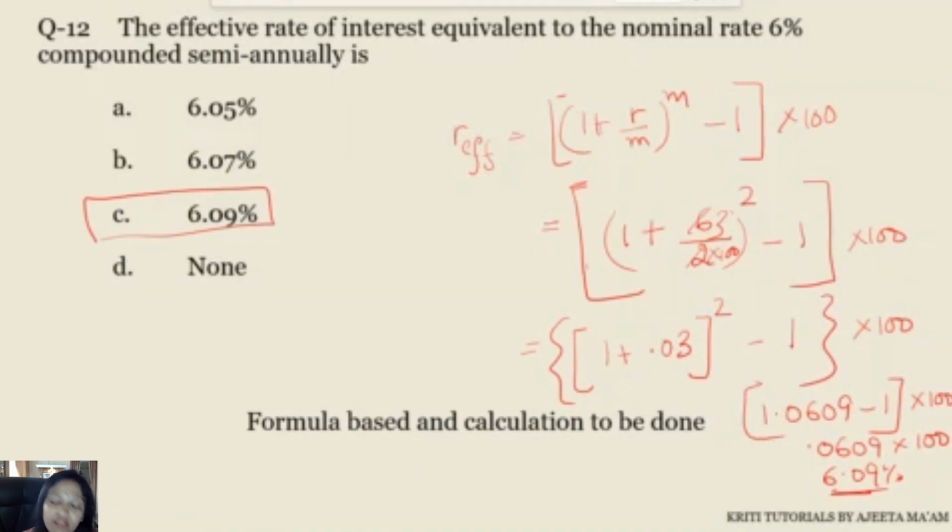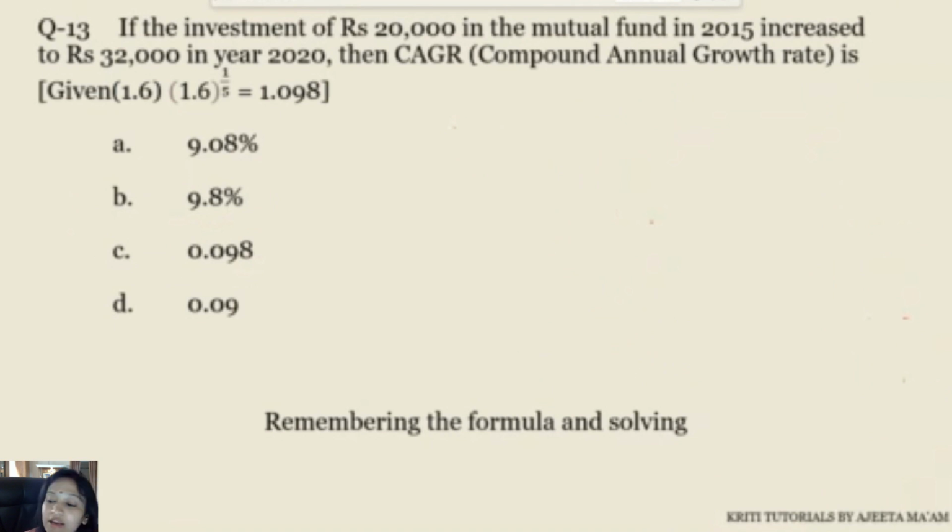So effective rate and nominal rate of interest is a question based on a simple formula, and you have to do the calculation. It will take time, so you have to be very clear with the calculations. Now let's move to the next. This is again based on financial maths. You can see we are getting a lot of questions from financial maths, so prepare it well. It's all formula based. You have to be clear with value substitution.